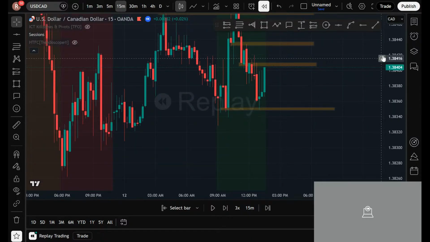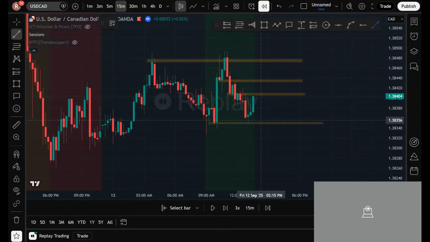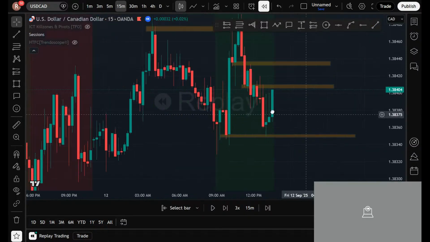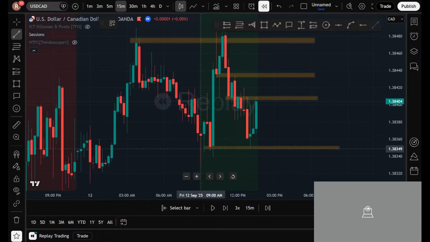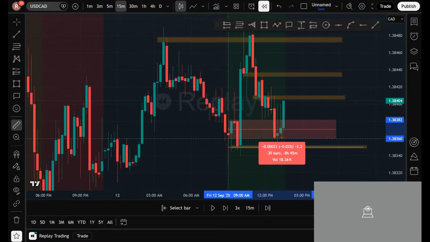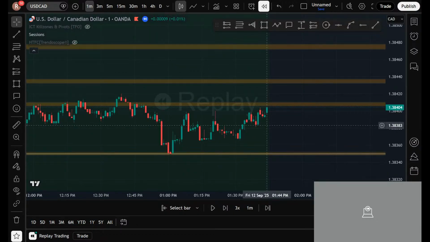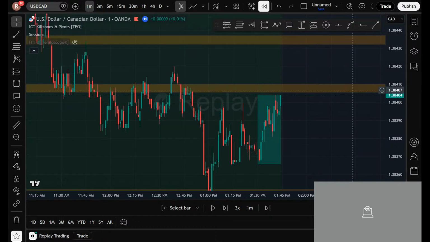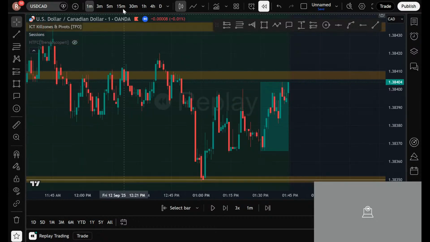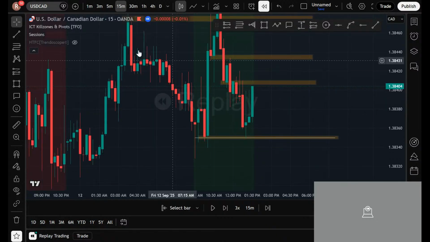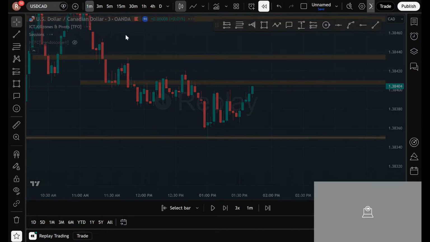Where will our TP be? In this area we should book partials. This would be our final take profit. But this will also be the final take profit because this is the nearest swing point. 130. What was the 15-minute printing? Completely bullish. We're at this selling area.